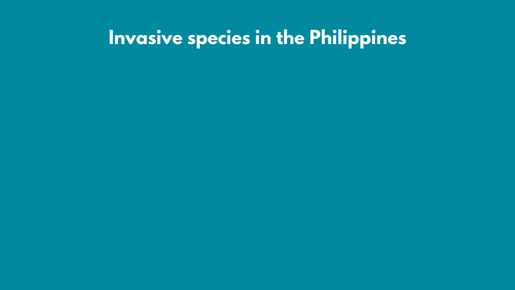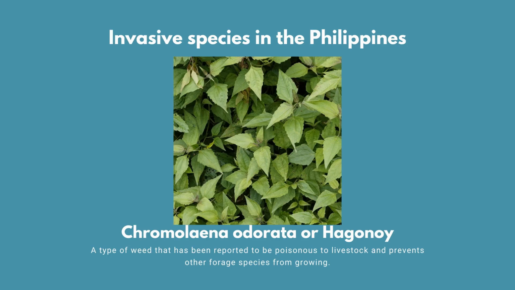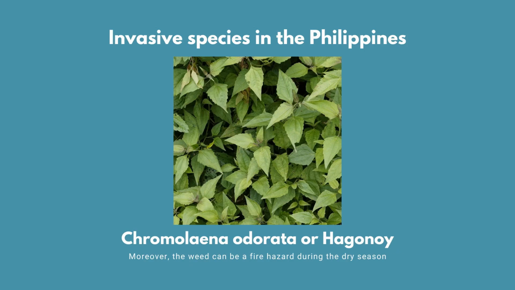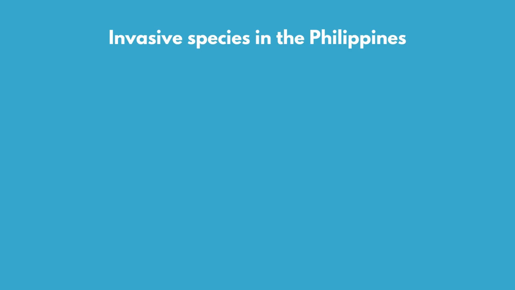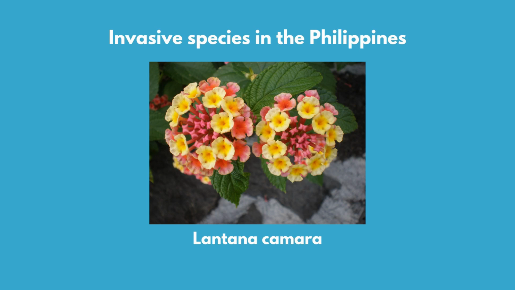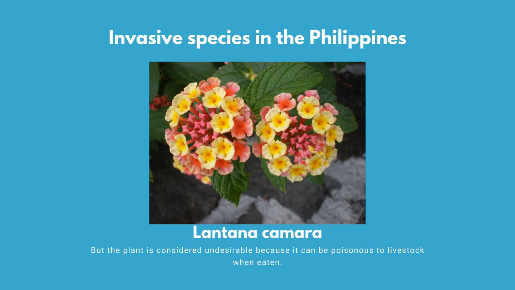Another example is the Chromolaena odorata, a type of weed that has been reported to be poisonous to livestock and prevents other forage species from growing. Moreover, the weed can be a fire hazard during the dry season. Another example is the Lantana camara, which was introduced because of its colorful flowers. But the plant is considered undesirable because it can be poisonous to livestock when eaten.